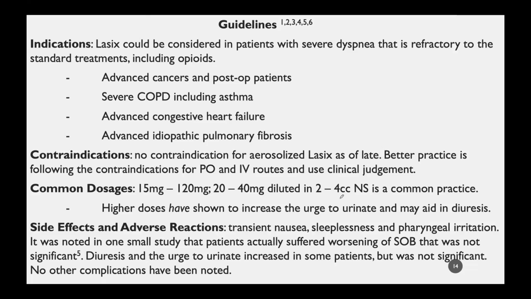So, advanced cancers, post-op patients, severe COPD, including asthma, especially if we're looking at the levalbuterol or something like that, Lasix albuterol mix or something, especially with our asthmatic patients. Advanced congestive heart failure, ooh, right? Imagine. So Lasix is pretty nephrotoxic.